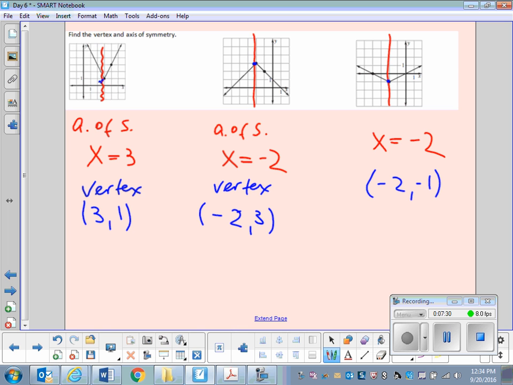Any questions about this? Yes, Mary. Why is x negative 2? Because we want to find the line that will divide our graph into two symmetrical parts. And this line has all these points x, y. Y can be anything, but x is always -2. That is why this is the equation.